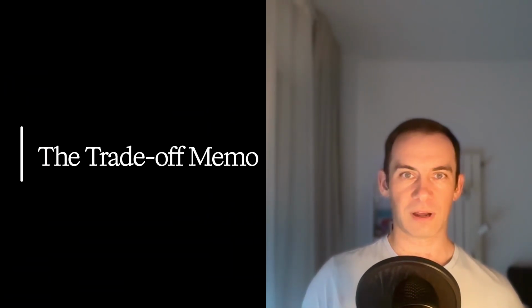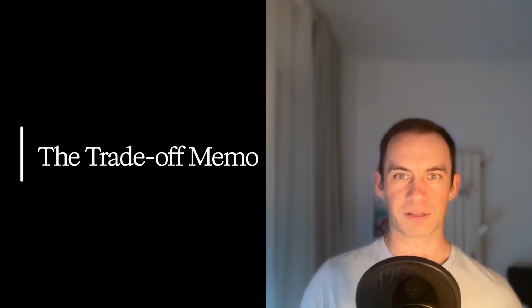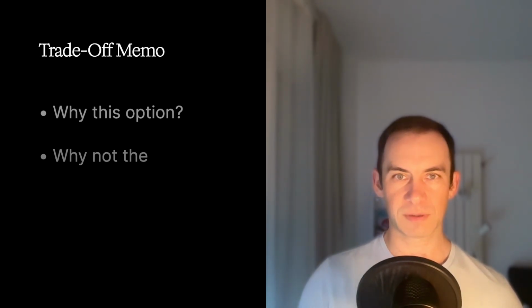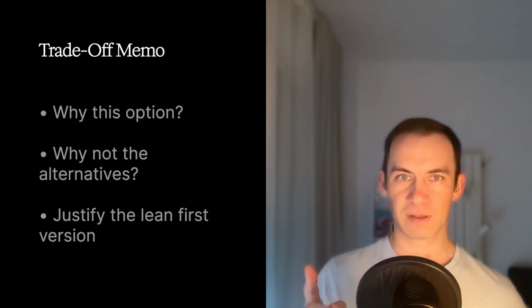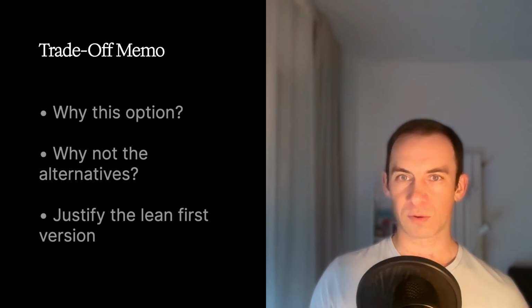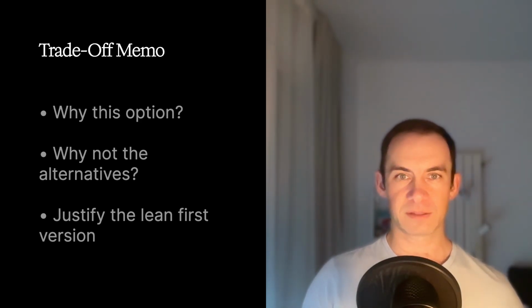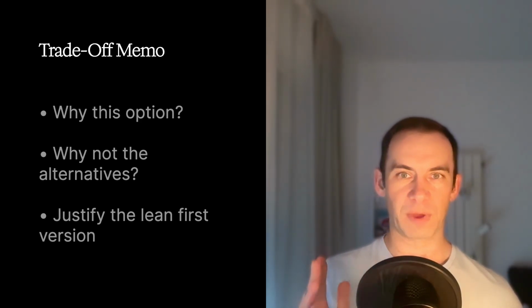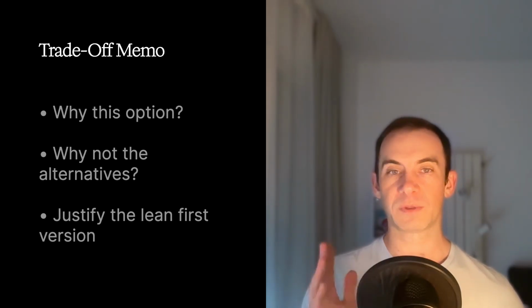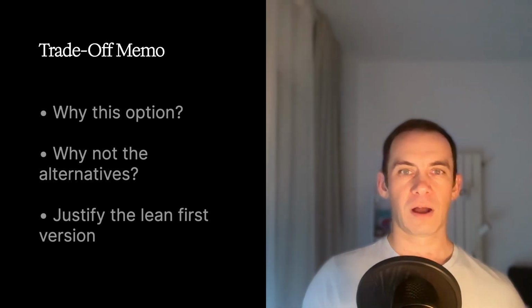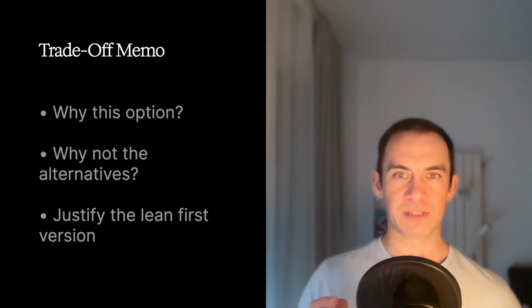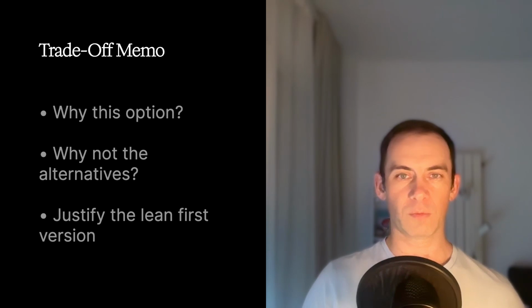Now, the second artifact, the trade-off memo. A trade-off memo is lighter than an architecture decision record. Use it when the main question is why this option and why not the alternatives. In this course, we use trade-off memos to justify lean first version choices. What do we ship now? What do we defer? How do we avoid creating maintenance debt? This is how you avoid overbuild.